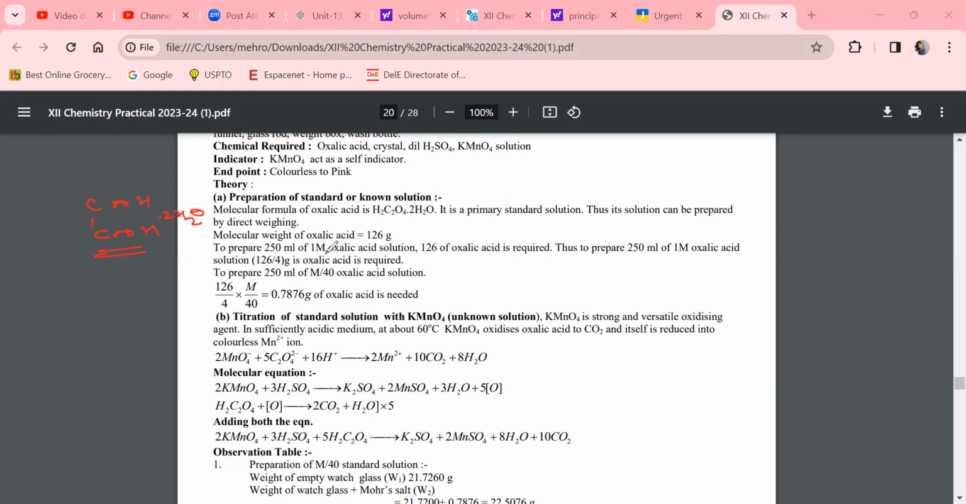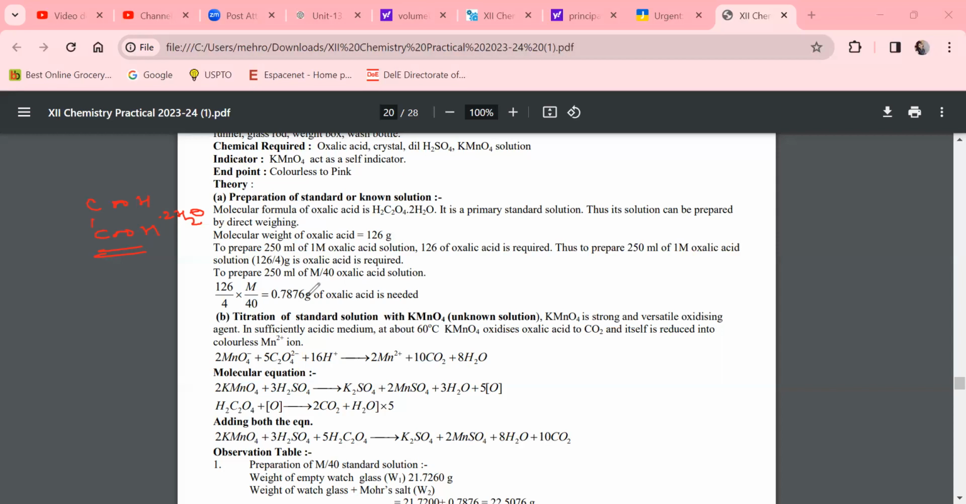Now for the calculation, when you are preparing M by 40, simply it is M by 40, or 1 by 40 into 126 upon 4. From 4, when you are changing the 250 ml into liter. All the calculation will be in liters. So you will convert 250 ml into 1 liter by the calculation. So you will get 126 by 4 into molarity M by 40. So by the calculation, you will get 0.7876 gram oxalic acid will be added in 250 ml.